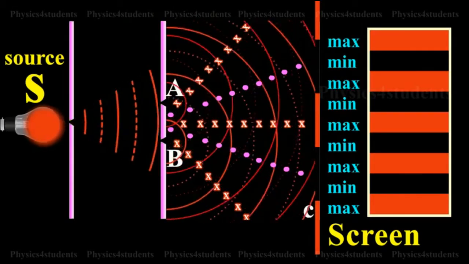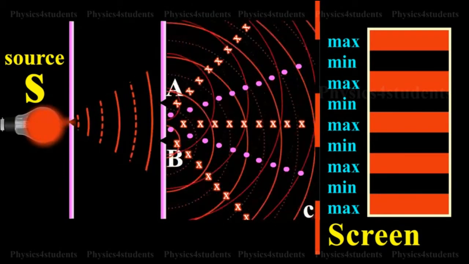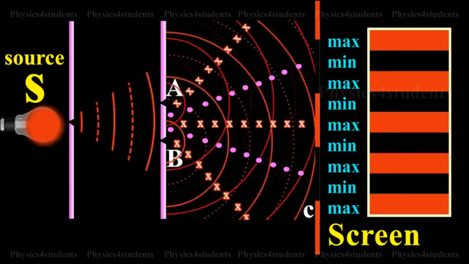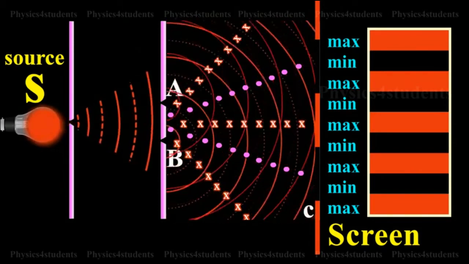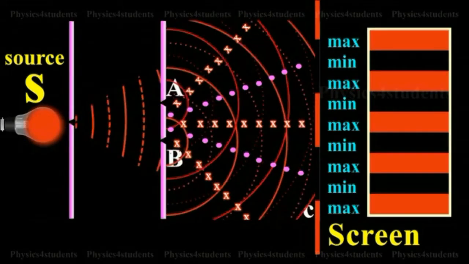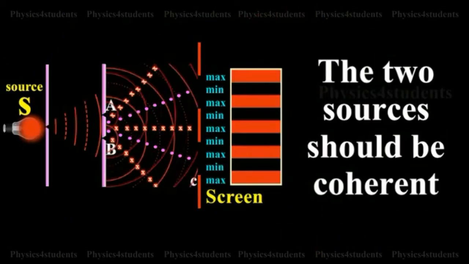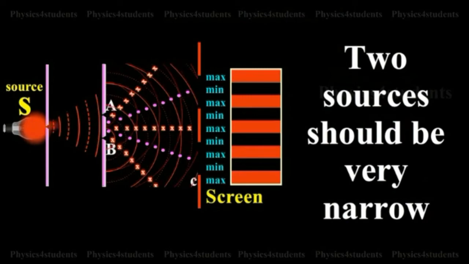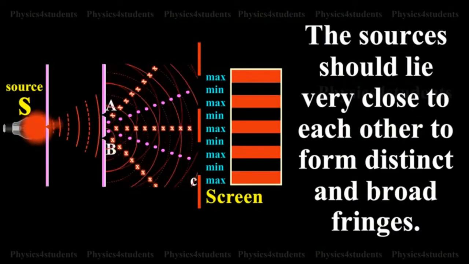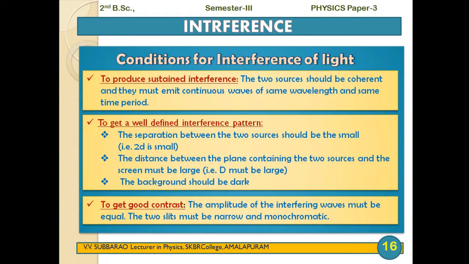Sustained interference is nothing but if we get a well defined and steady interference pattern on the screen and it is easy to distinguish the bright and dark regions separately, then it is called a sustained interference pattern. The conditions for the permanent or sustained interference pattern are: the two sources should be coherent, the two sources should be very narrow, the sources should lie very close to each other to form distinct and broad fringes. This shows the condition for sustained interference.